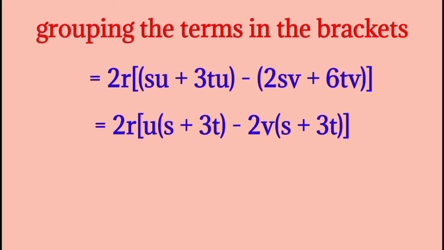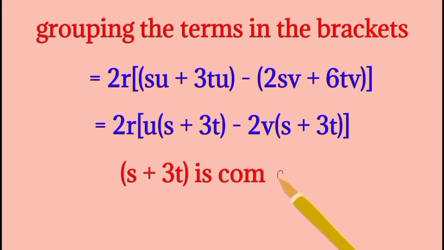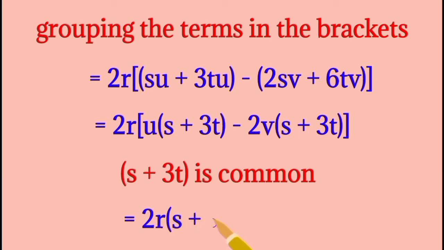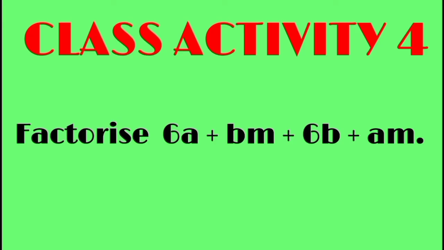So find out what is common in the group bracket. When you do that, you discover that in the first bracket u is common, while in the second bracket 2v is common. So if you do that, you will notice that there's also another common factor of bracket s plus 3t. So bring out that common factor and you have your final answer as 2r in the bracket of s plus 3t bracket u minus 2v.